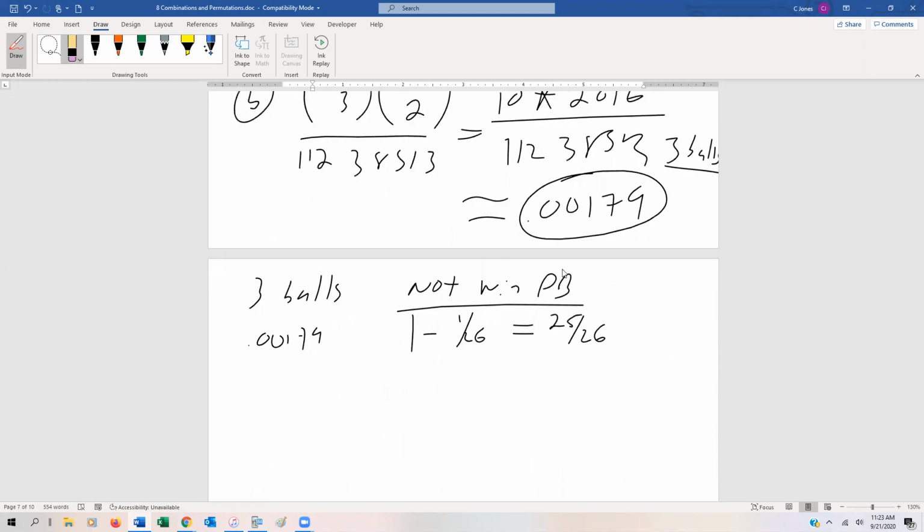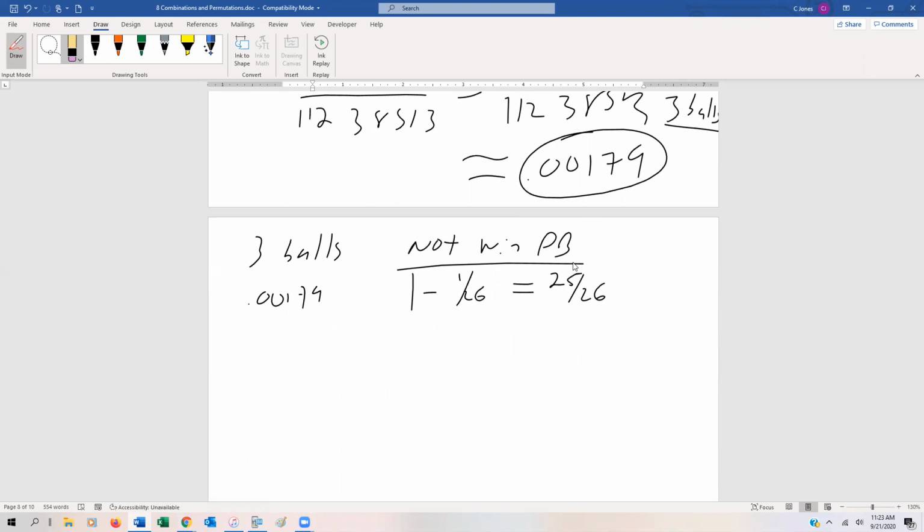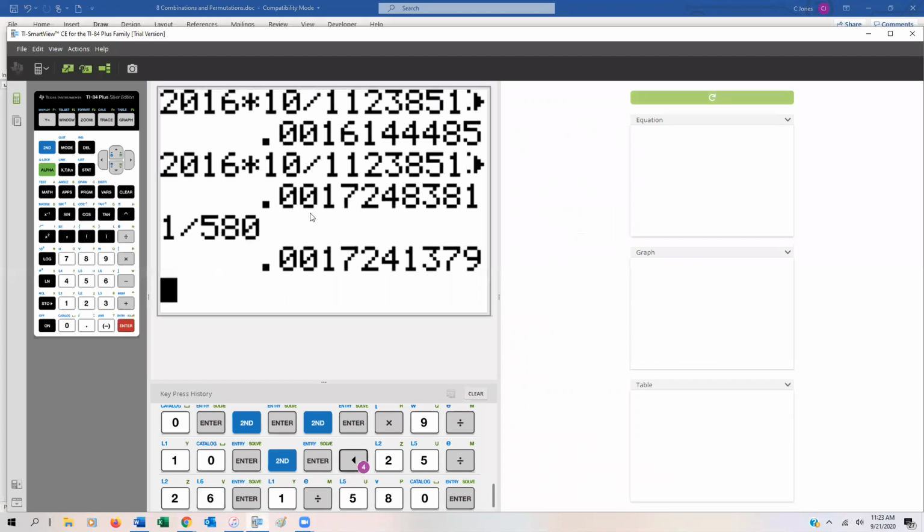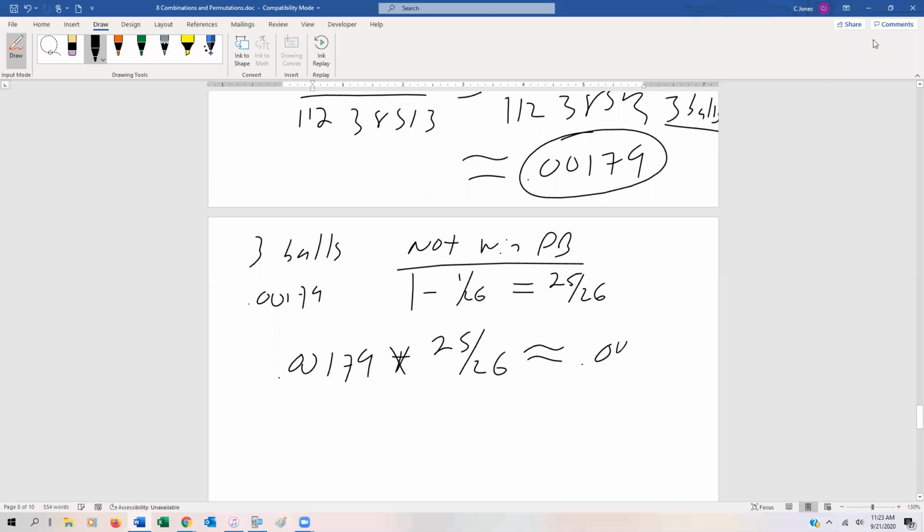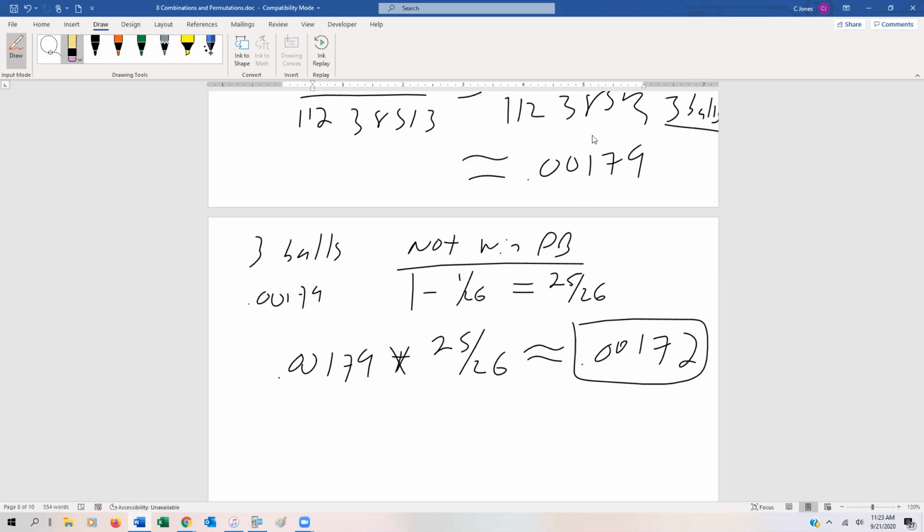All right, so to get the answer that we really want, this is how they're coming up with it: you're going to take that 0.00179 and multiply it by 25 over 26. And that gives us the real answer, 0.00172, and we can just leave it at that. So 0.00172 should be the answer that we want. That's going to say, okay, we get the 3 balls, but we do not win the Powerball. And that really is close to the 1 in 580 odds that were suggested before.